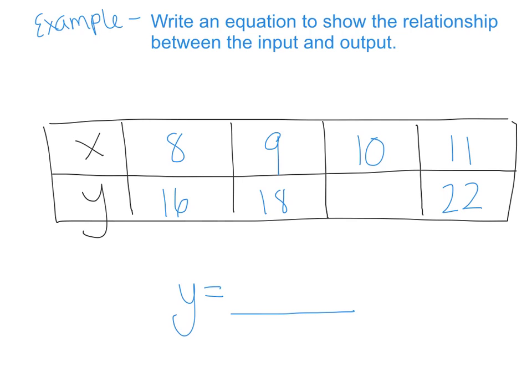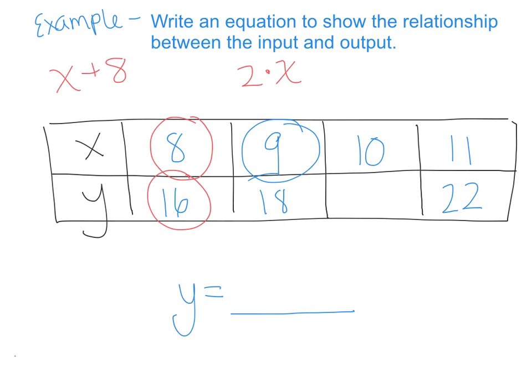So let's take a look at what's the pattern. If 8 is our x, and our y is 16, well, to me, I automatically see they're either adding 8, they're doing x plus 8, or they're doing 2 times x. So let's check with the next one. So now we have 9 and 18. So if x plus 8 is our first rule, 9 plus 8 is not 18. So this rule does not work.